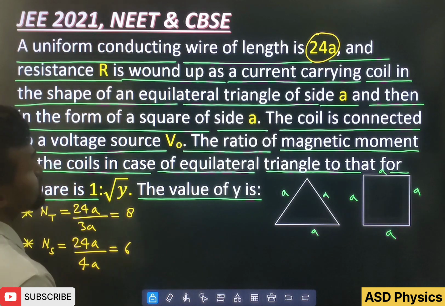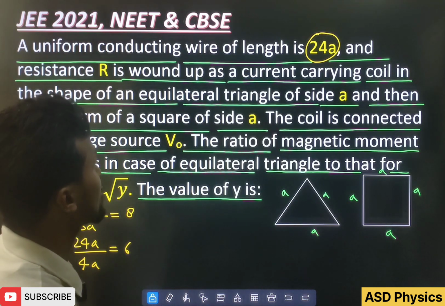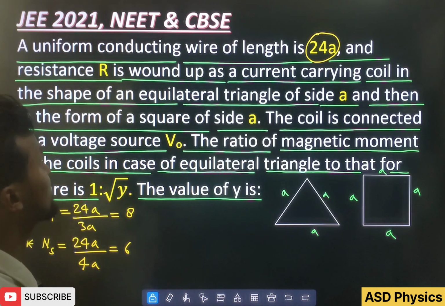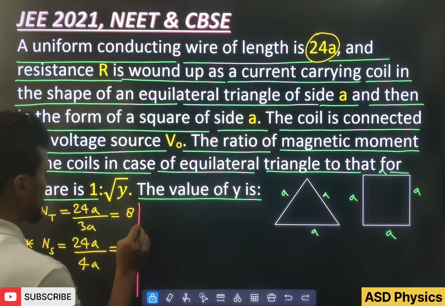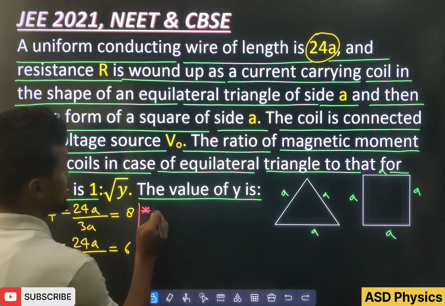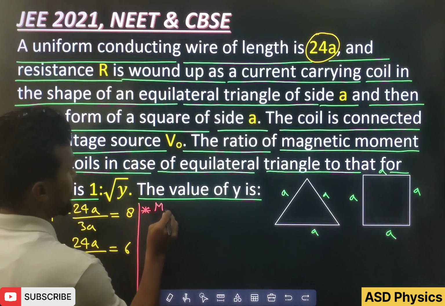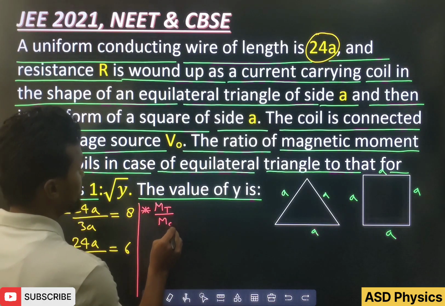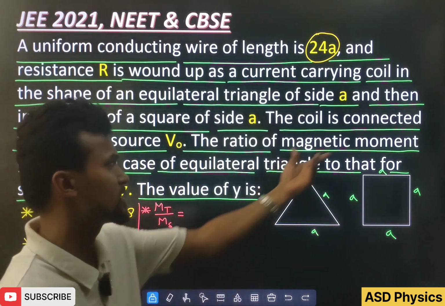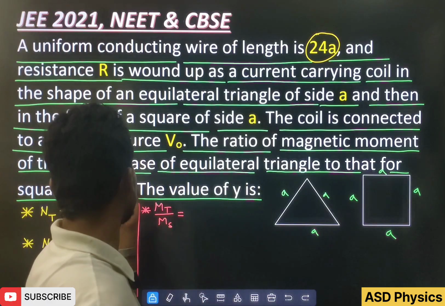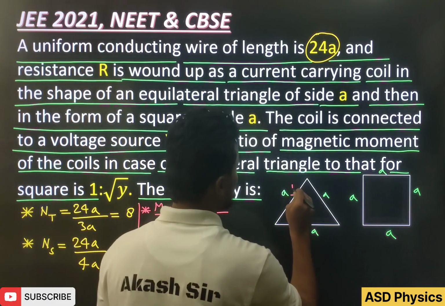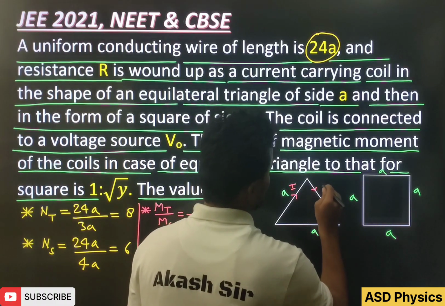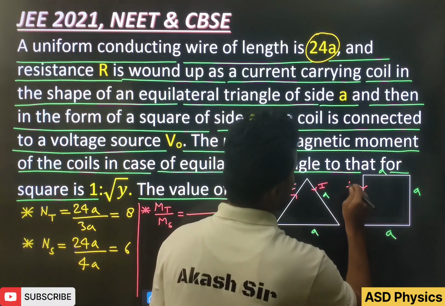This is okay. After that, what is the current? Anyhow the current is same only. So here I am going to write the ratio: magnetic moment of triangle to the magnetic moment of square. In the question itself they told you, first triangle, then square. So triangle by square. Let's take the current as I.